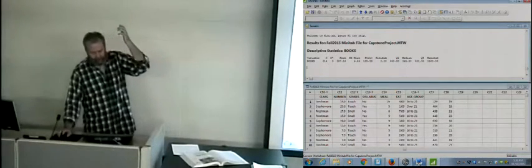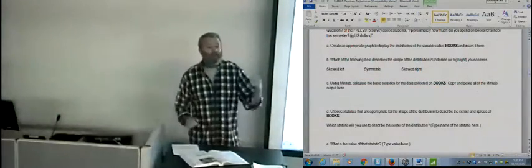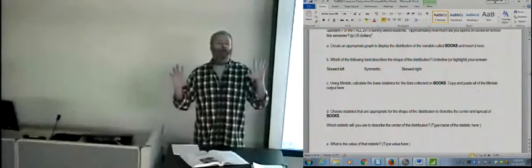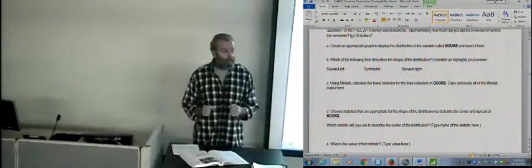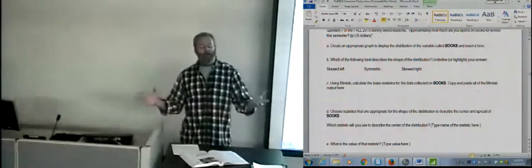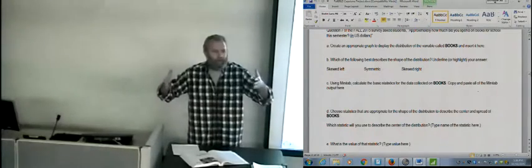It says, choose statistics that are appropriate for the shape of the distribution to describe the center. Question. If this thing turns out to be skewed to the left or skewed to the right, how do you want to start describing its center? The median. Yeah? How do you want to describe its spread? The quartiles, right? The interquartile range, Q3 minus Q1.